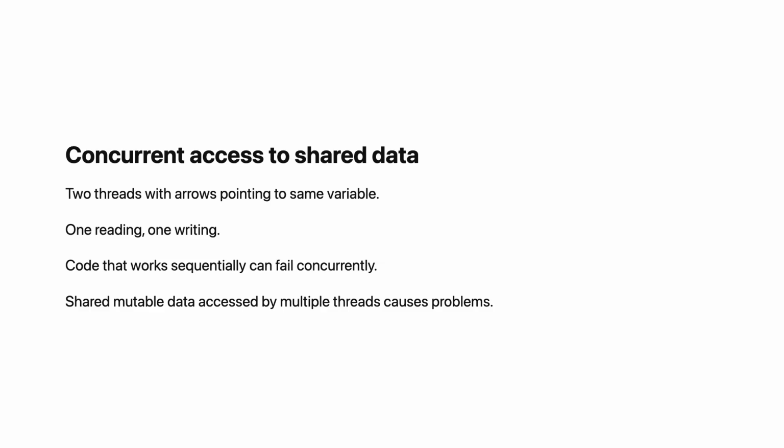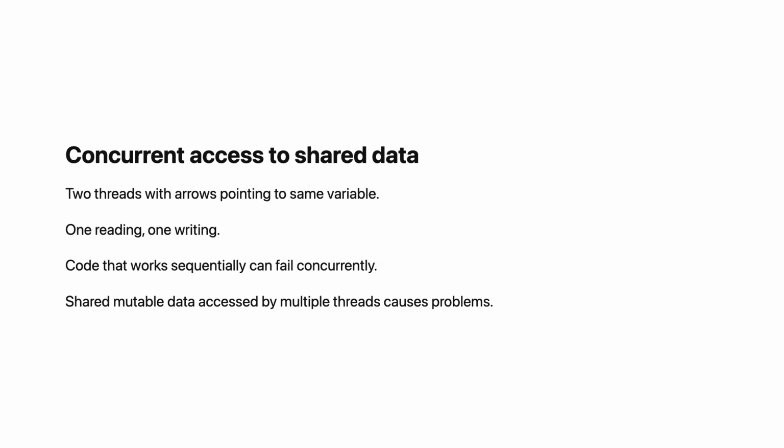Read-only sharing is safe. 10 threads reading the same value see the same thing, but if one thread writes while another reads or writes, chaos ensues. The reader might see partial writes. Two writers might overwrite each other. This is not a bug in your logic. Your code might be perfect for sequential execution, but concurrent execution changes everything. The same code that works sequentially can fail concurrently. This is subtle. This is dangerous.